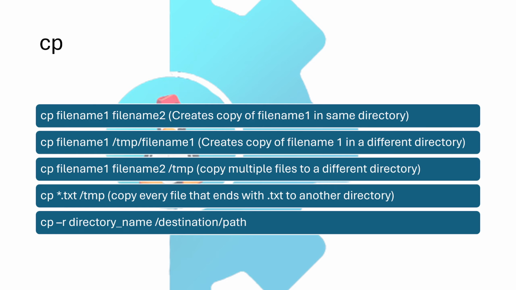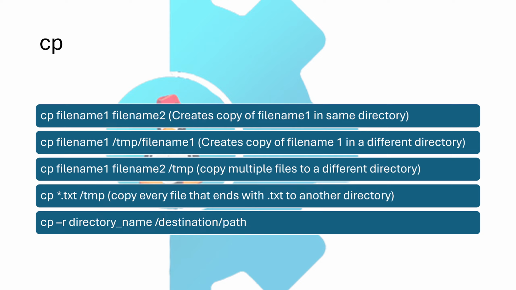For the cp, the copy command, you can do cp filename1 filename2. It creates a copy of filename1 in the same working directory, and it will create it as filename2. Both files will have the same content. You can also use the cp command to copy a file to a different location. In this example, we'll do cp filename1 /tmp/filename1. It creates a copy of filename1 in a different directory.